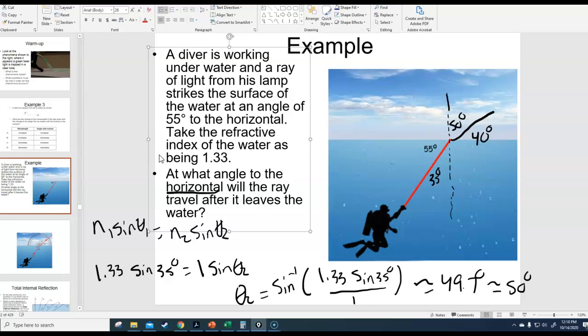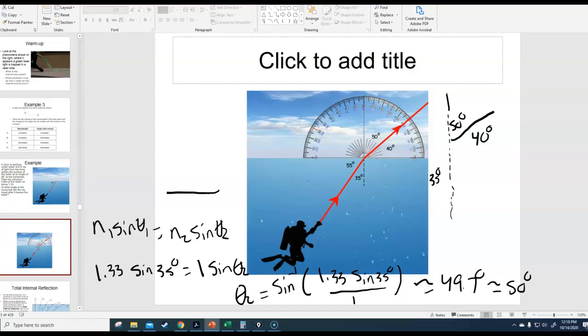Snell's law problems are not really complicated as long as you're in degree mode, and as long as you make sure that you understand that the angles always have to be measured from the normal. Okay, so this is just a picture showing you what that would look like.